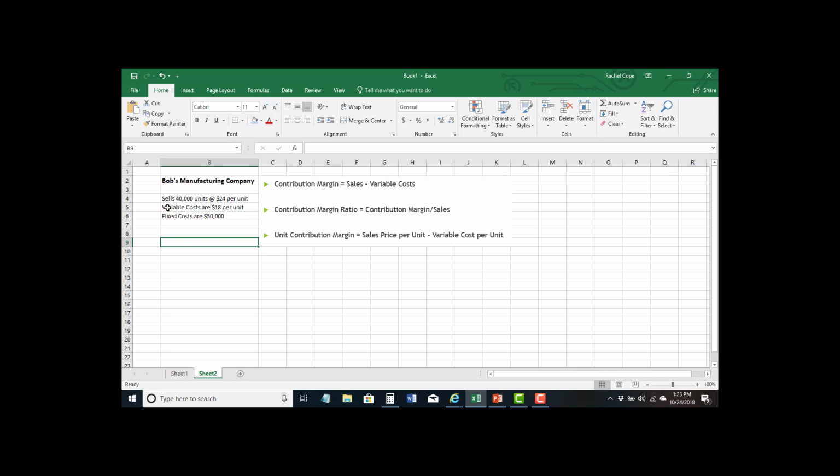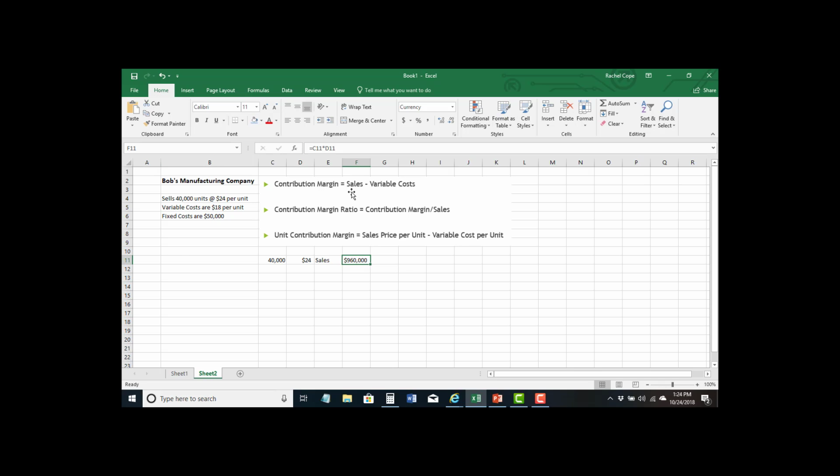So contribution margin looks at sales overall minus variable costs. We sell 40,000 units at $24 a unit. So our sales would be 40,000 times 24. So we have $960,000 in sales, overall total price.